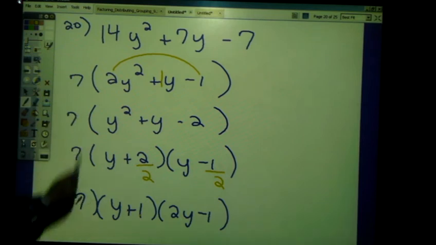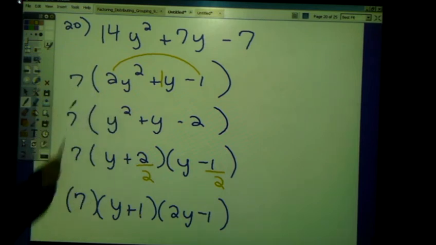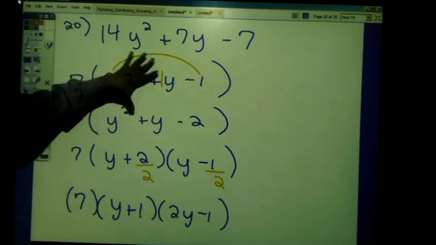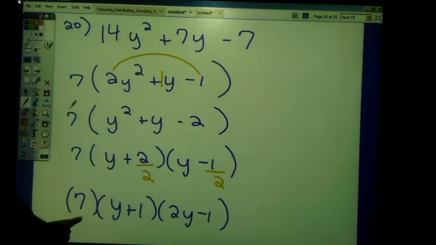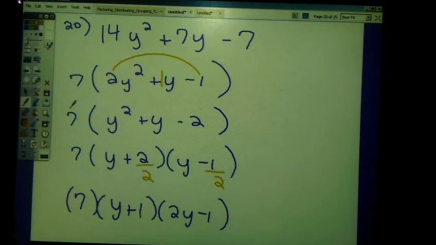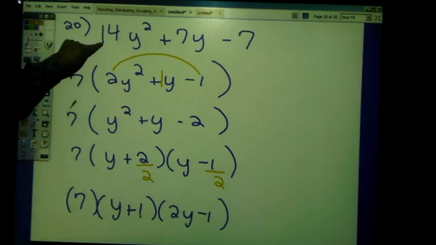Okay? Remember, my 7 that I pulled out in the beginning stays with me all the way to the end. Do not forget, if you pull out the greatest common factor, it should still be there. It does not go away just because you pulled it out and then you're just dealing with the middle portion. In your final answer, this won't multiply to be this unless you multiply this first and then multiply all your answers by 7. Then you get this original problem.